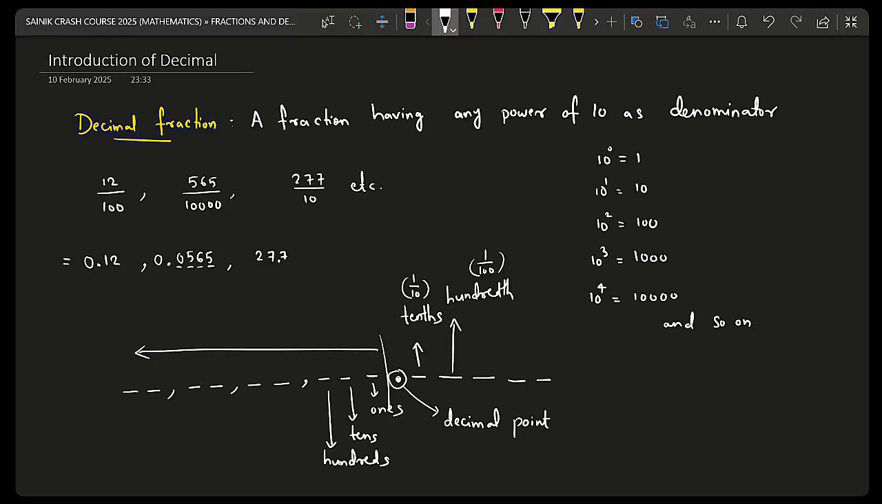The rule is to write the numerator as it is. So 12 by 100 is there. Now I wrote 12 as it is. Then count the number of zeros in the denominator. How many zeros are there in the denominator of 12 by 100? Two zeros. Starting from right to left, after two places, I introduce the decimal. See, starting from the right, this is the first place, this is the second place, and I put the decimal point here. Is it clear? Similarly, you can convert any decimal fraction into a decimal.